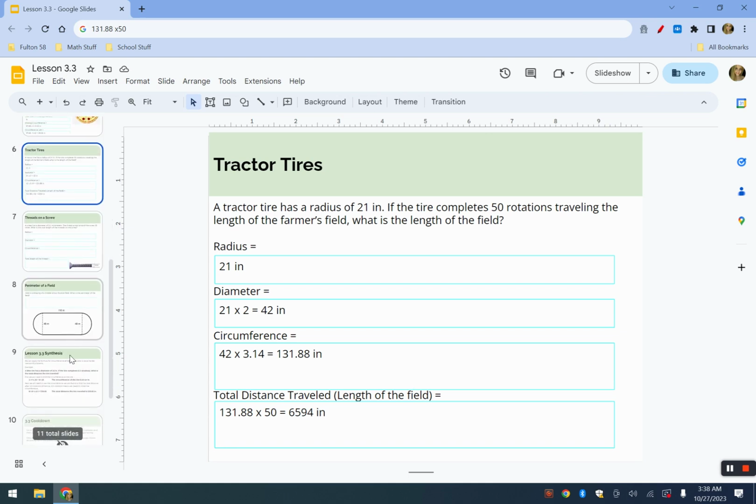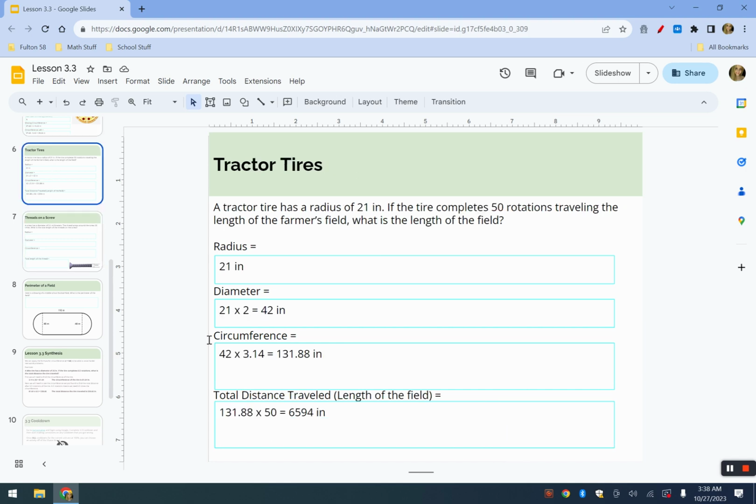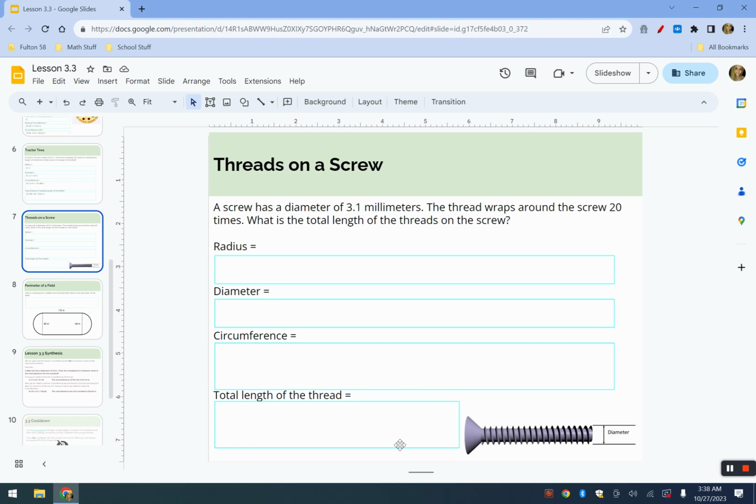Just 2 more slides. Let's go ahead and move on to the next one, threads on a screw. So a screw has a diameter of 31 millimeters. The thread wraps around the screw 20 times. What is the total length of the threads on the screw? So we're going to pretend like they're perfect circles going around the screw. I know they're not. There's a lot more that goes into the length of the thread on a screw, but we're going to pretend like they're perfect circles, and it's just what we have been doing on this one, but with new numbers. So go ahead, try this, and come back once you're ready.